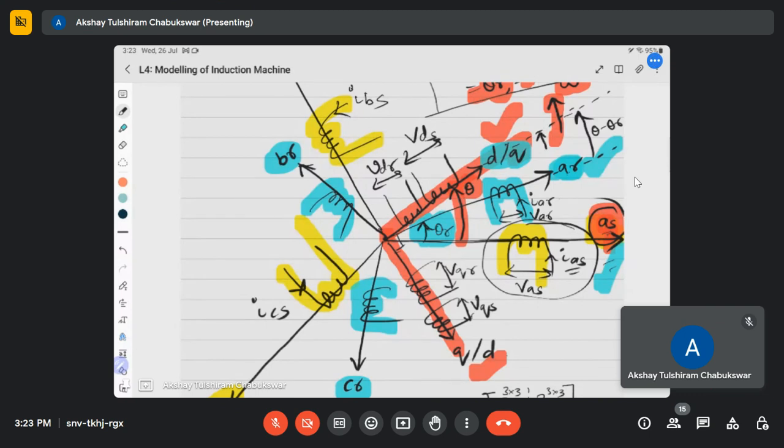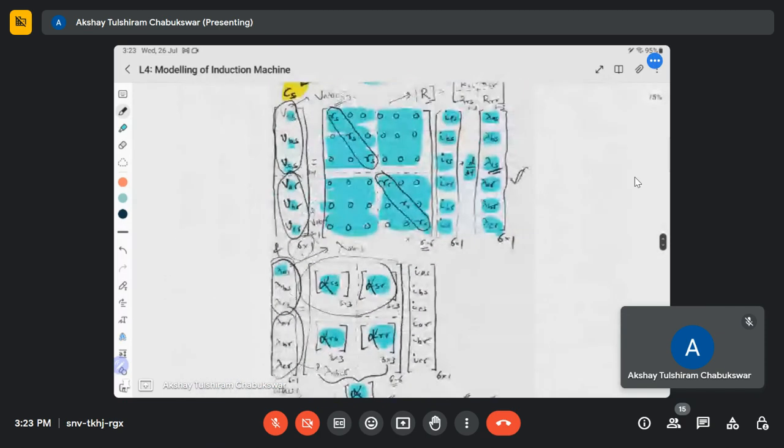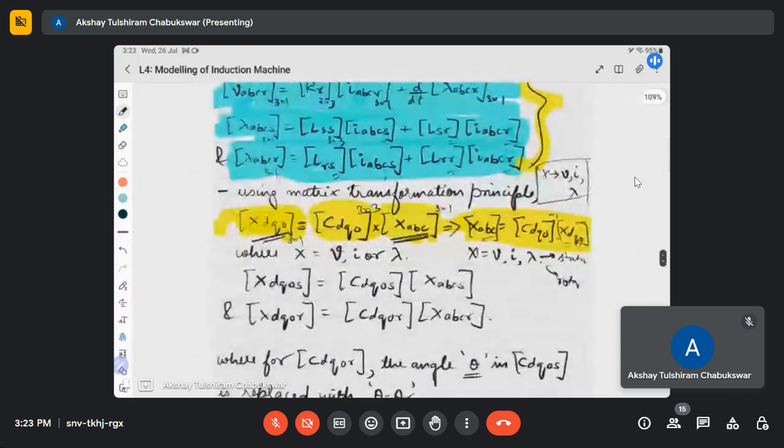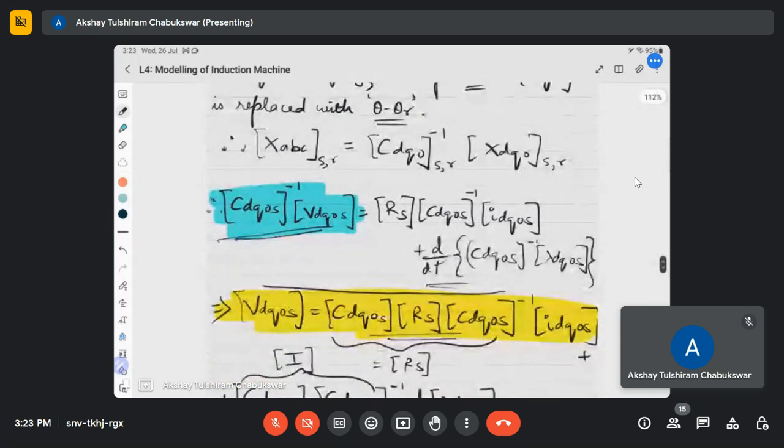This angle is what? Theta minus theta R, correct? So C dq0s will be a function of theta and C dq0r will be a function of theta minus theta R. Okay.